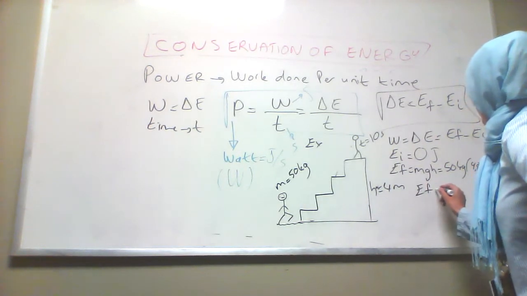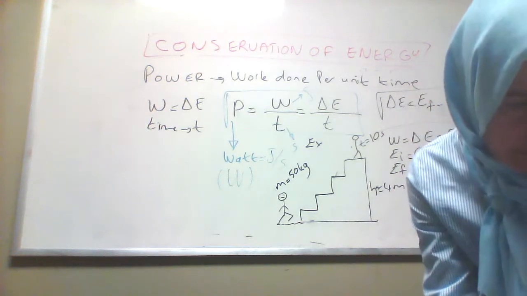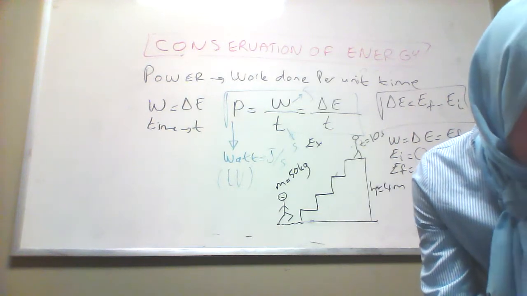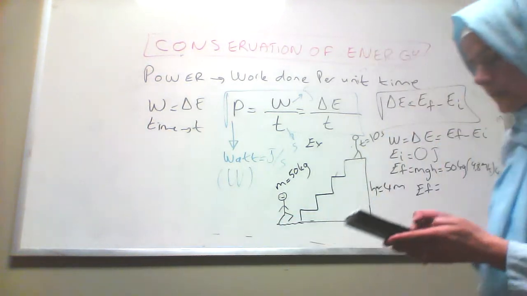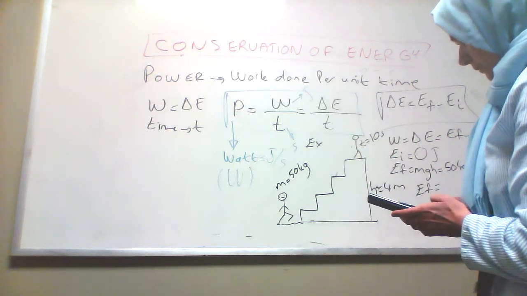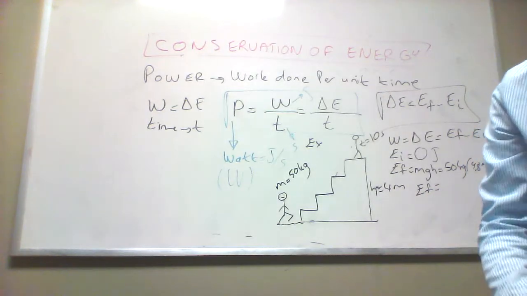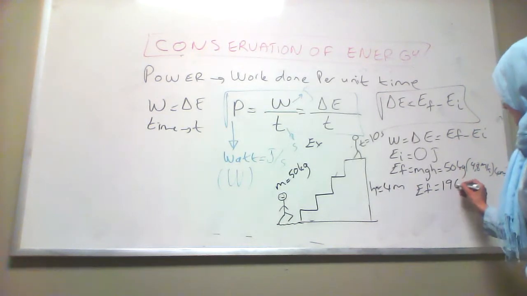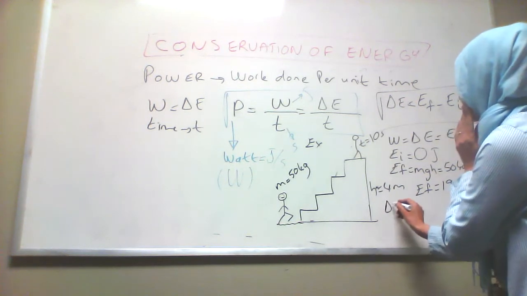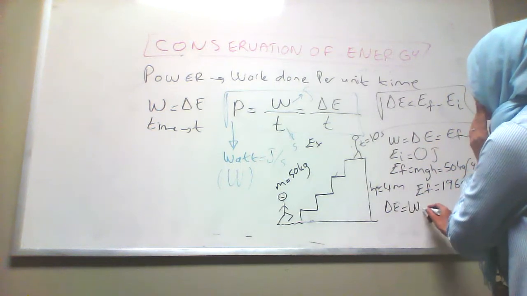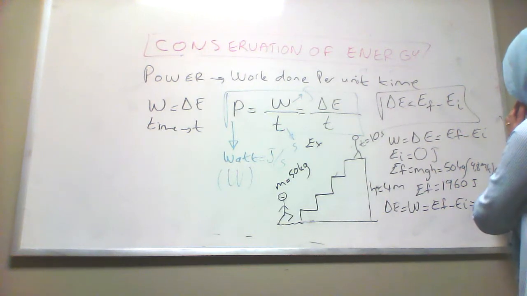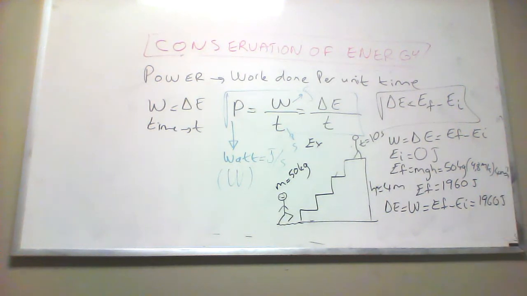So final energy you have is, let me calculate that. 50 times 9.8 times 4. 1,960 joules. This is your final energy. And change in energy, which is equal to work, is equal to E final minus E initial. E initial is 0, so 1960 joules is your change in energy.